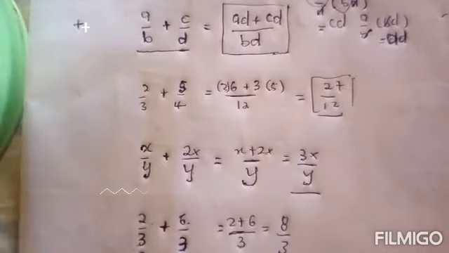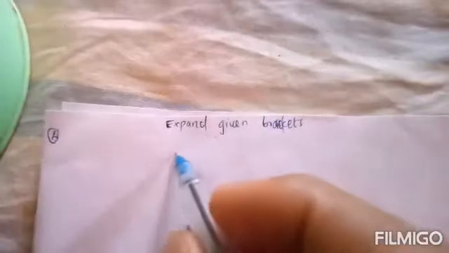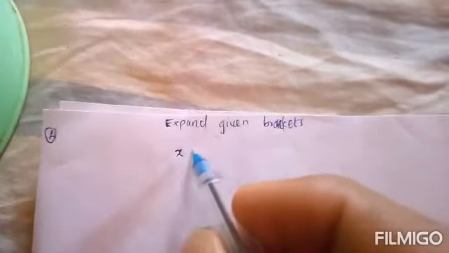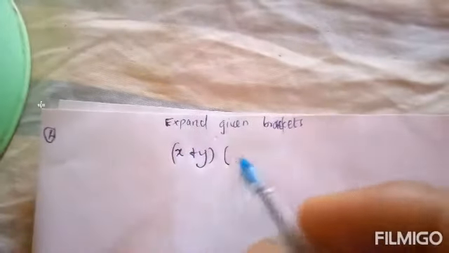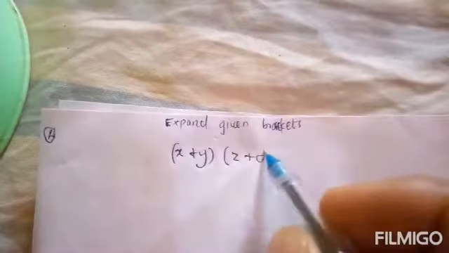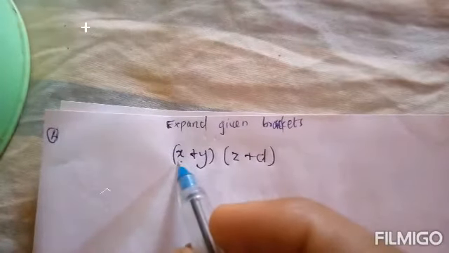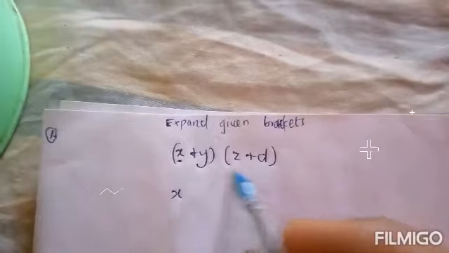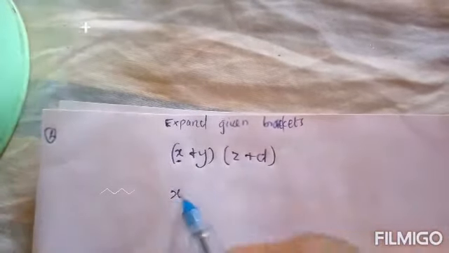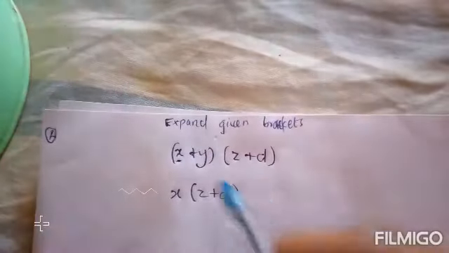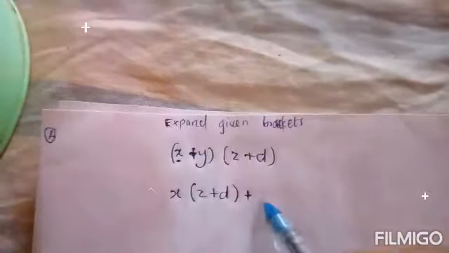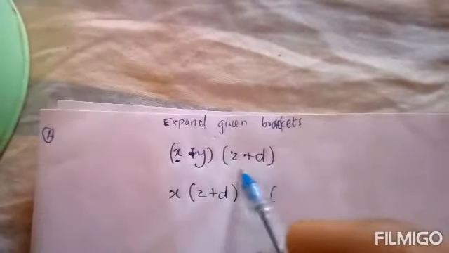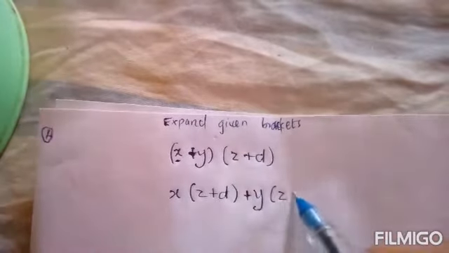So the next thing we are going to look at is how to expand a given bracket. When you are given x plus y in a bracket, multiplying another bracket, maybe z plus d, like this, how do you do it? You first take this x, so you write x, then you multiply it by the whole of the other bracket. Then you pick this sign, that is plus, right? Plus y, then you multiply it by the other bracket again, so z plus d.